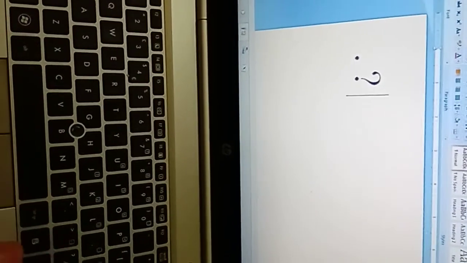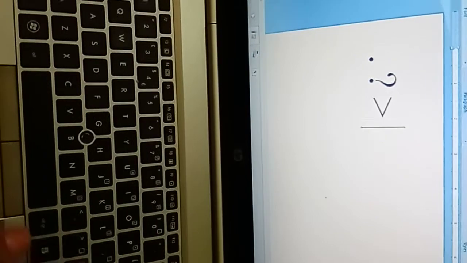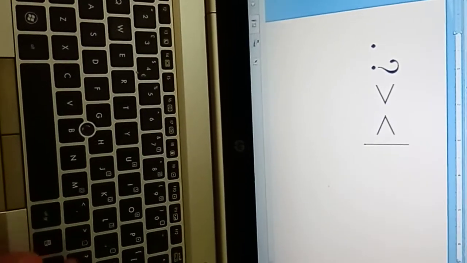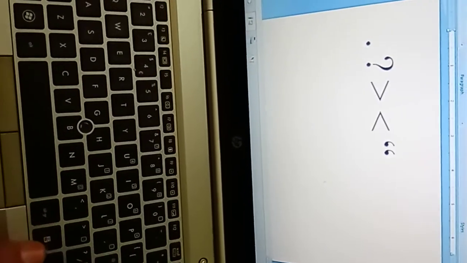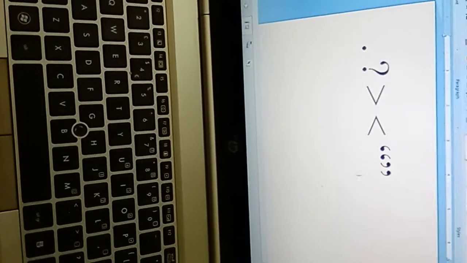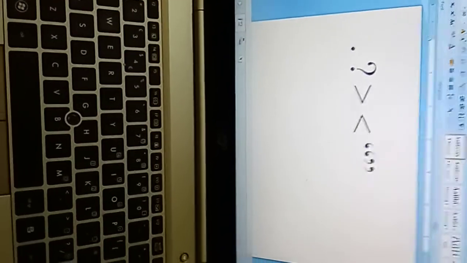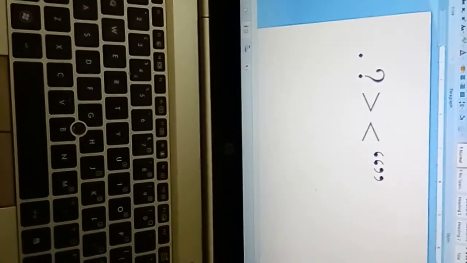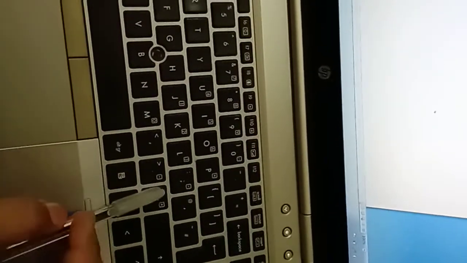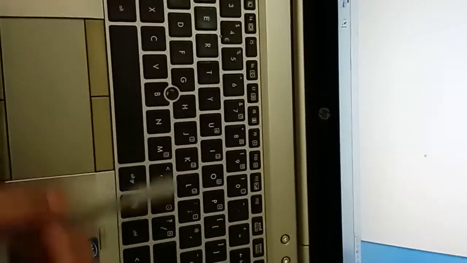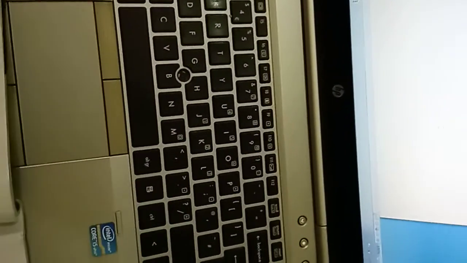question mark, greater than, less than, apostrophes. These are punctuation keys. Okay, these are punctuation keys. It is on the right side of alphabet keys. Okay, now we read about arrow keys.